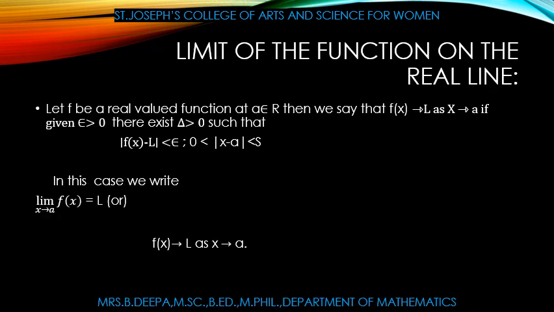The next one is limit of a function on the real line. Let f be a real valued function and a belongs to R. Then we say that f of x approaches L as x tends to a if, given epsilon greater than 0, there exists delta greater than 0 such that modulus of f of x minus L is less than epsilon, whenever modulus of x minus a lies between 0 and delta. In this case, we write limit x tends to a f of x equal to L, or f of x approaches L as x tends to a.